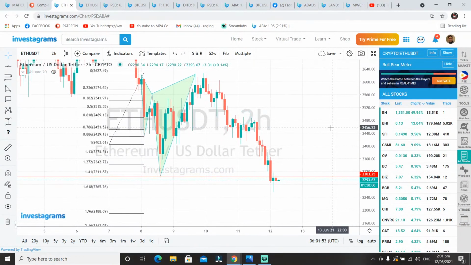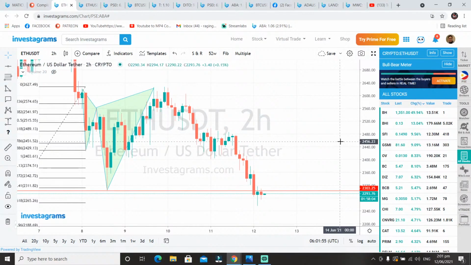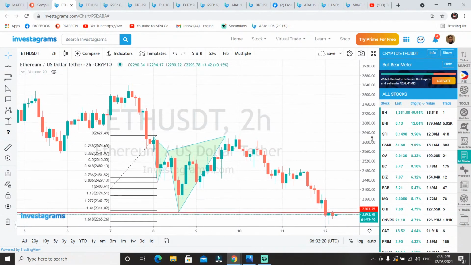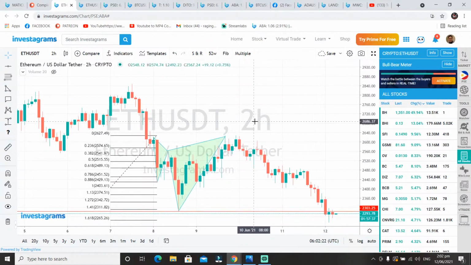For a moment, okay, for one second. X, A, B, should be C. Well, anyway, we found this is already completed, right? So once this is completed, you can now enter at this level. So this was our original plan. Just like this one, our original plan was to enter at about 2,700.